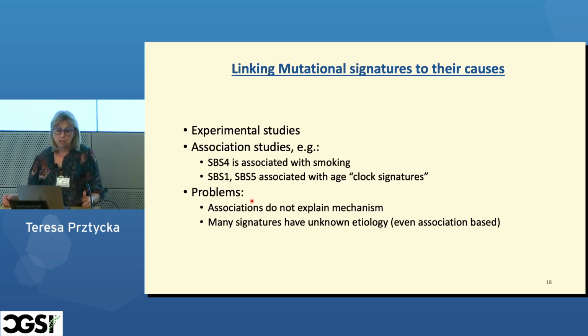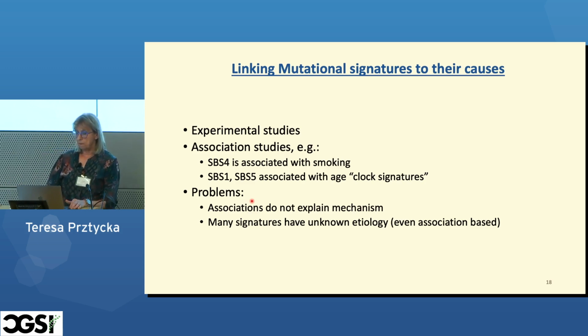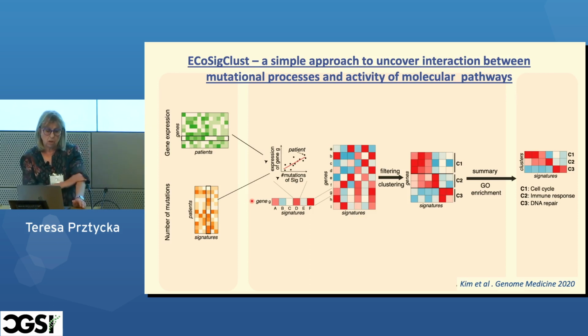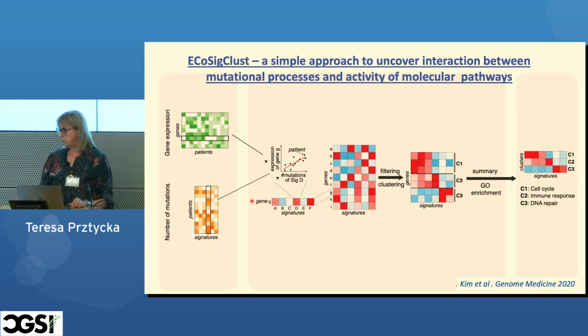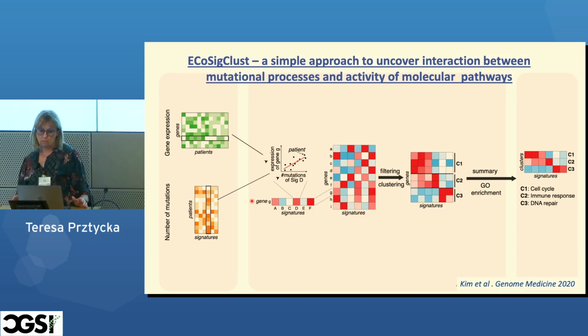However, another problem is that even if we associate a mutational signature with a process like age, this doesn't explain the mechanism. And also, many signatures have unknown etiology, not even any sort of etiology based on association. So this leads us to the question of how we can link the mutational signature to the causes. I'm going to mention two approaches, and briefly skip the third. Well, we have to use additional data to help us suggest what mutational processes, what biological processes, may be associated with a given signature.